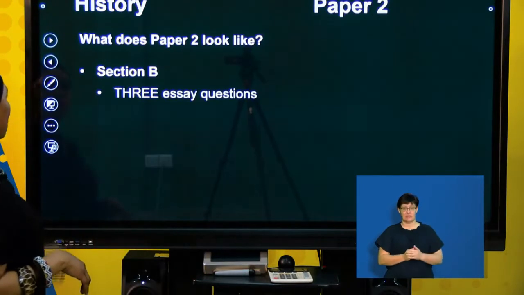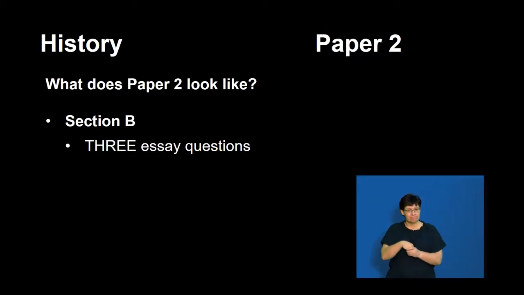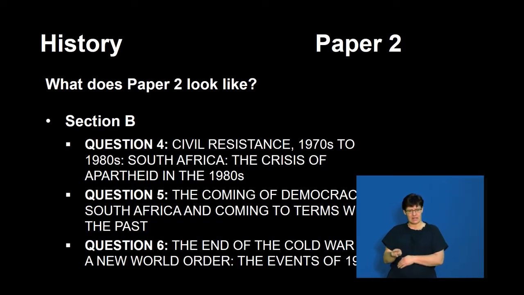Now let's go over to Section B. Now Section B consists of 3 essay questions. If you look at the questions in Section B, they're very similar to your questions in Section A. Civil resistance, 1970s to 1980s, South Africa. That is the crisis of apartheid in the 1980s. The coming of democracy to South Africa and coming to terms with the past, and then the end of the Cold War and a new world order, the events of 1989 to the present.